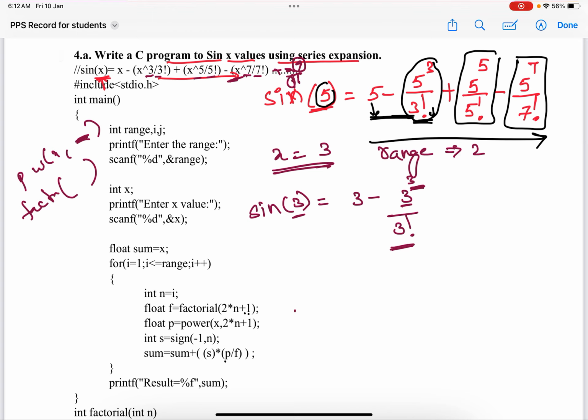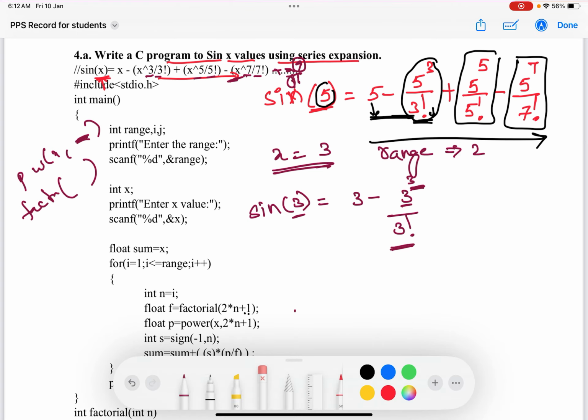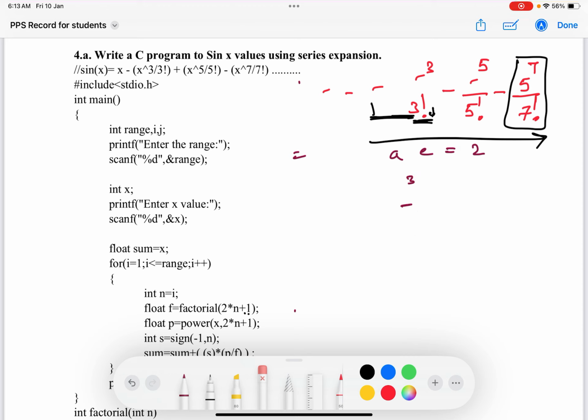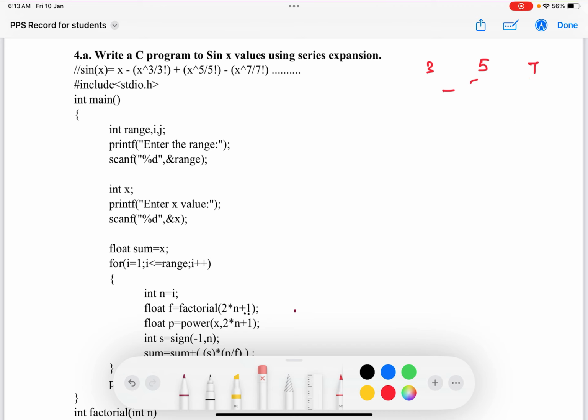Let's understand the logic of the sin x series. Now we'll see the program step by step. If you know a better logic, you can write even that. So a problem will never have only one solution. It will have a number of solutions.